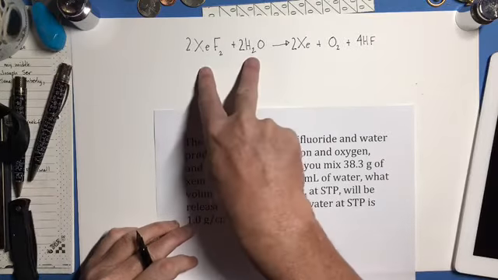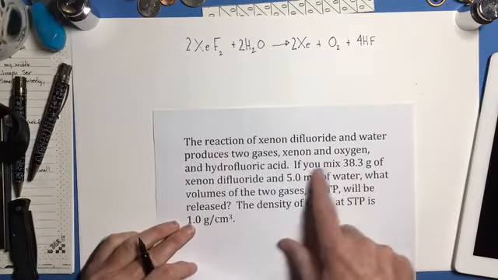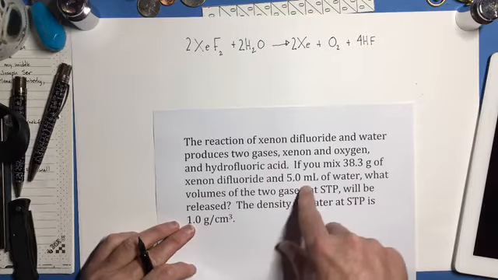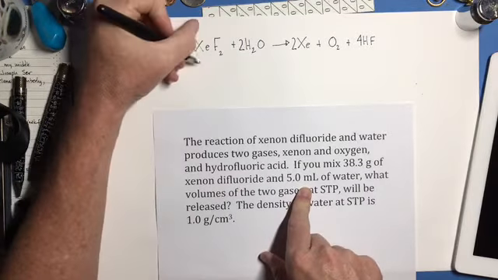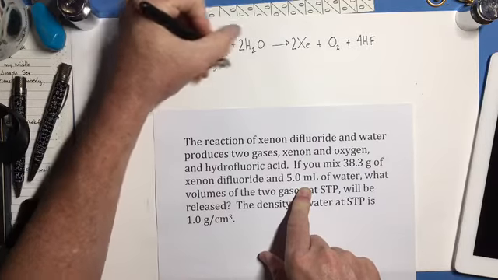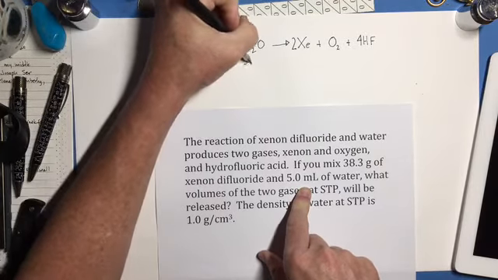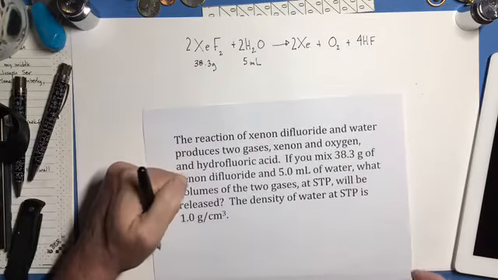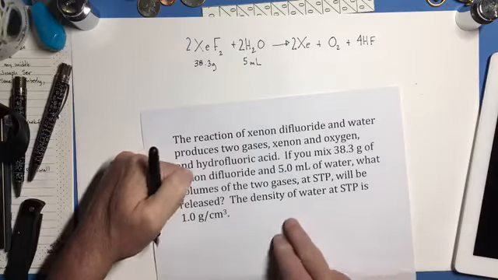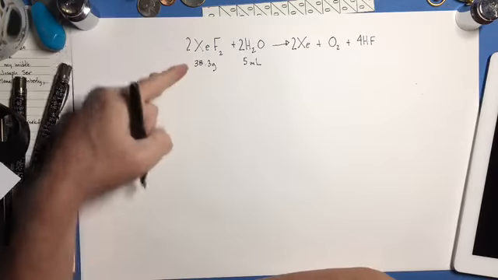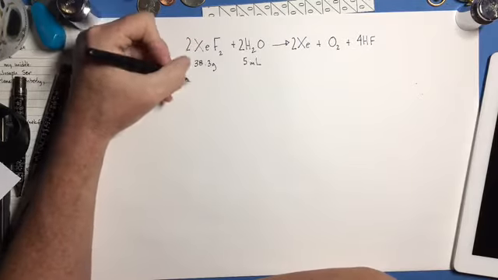Now, which one of these two here is limiting? Well, it says here that I have 38.3 grams of xenon difluoride and 5 milliliters of water. All right, so time for some stoichiometry. I will start here with xenon difluoride.